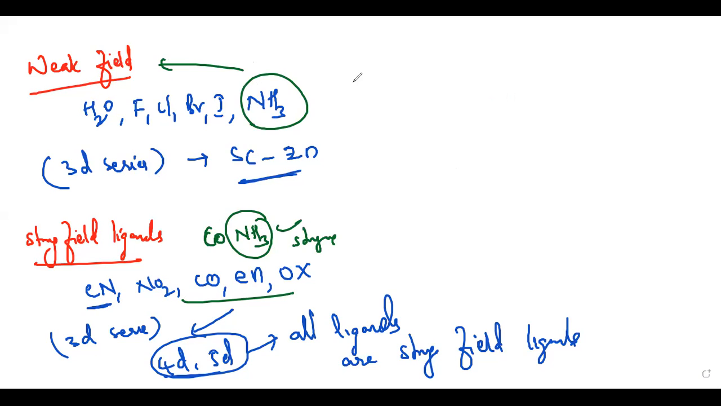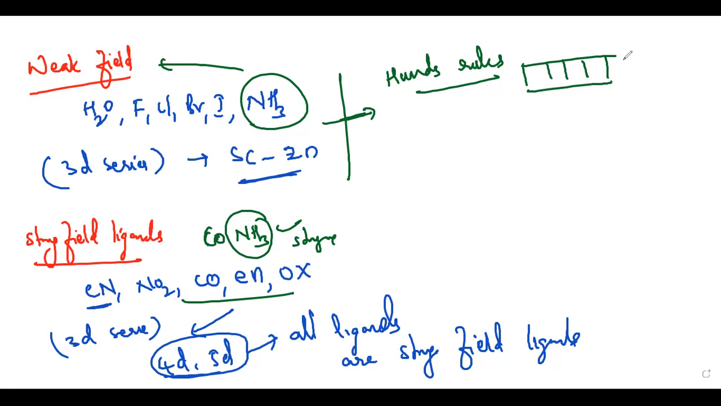And again you should understand one thing here. If it is a weak field ligand, it follows Hund's rule. Following Hund's rule means the electrons will fill like this. Once again I'm telling you because it is very very important.